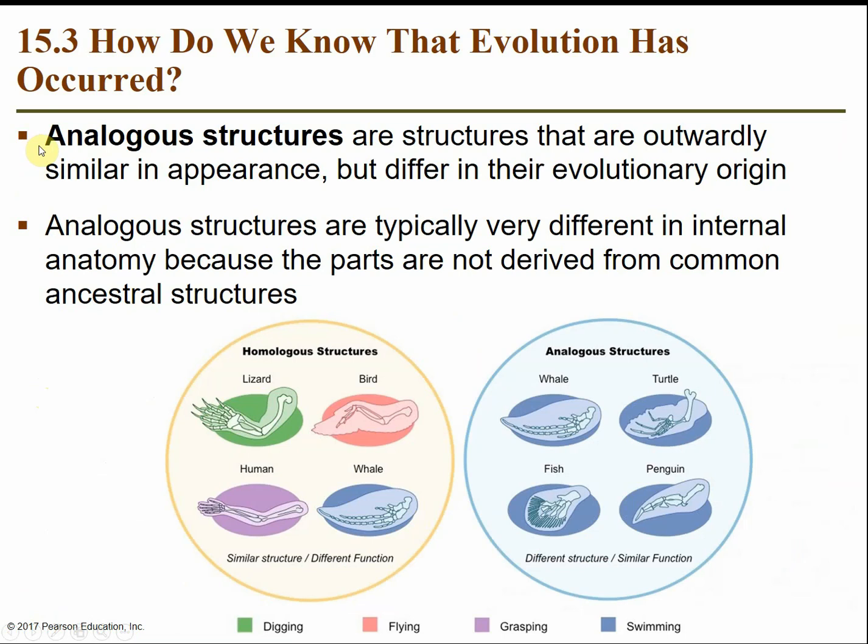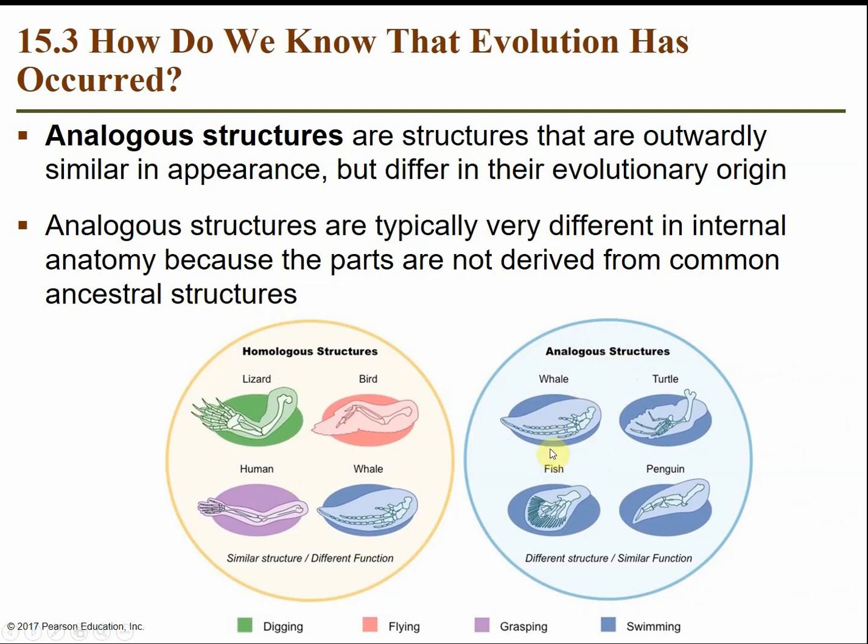So again, these are called analogous structures. So again, homologous structures, homo meaning similar or the same. So these are derived from a similar ancestry, a genetic evolutionary shared history. Analogous are structures that are outwardly similar in appearance but differ in their evolutionary origins. So this would be your convergent evolution.